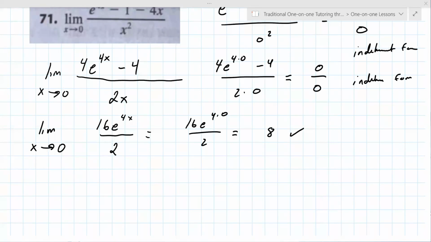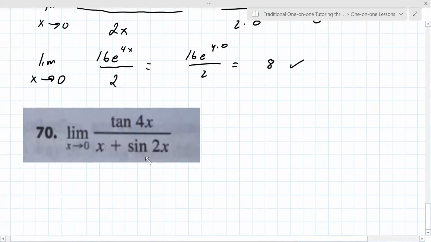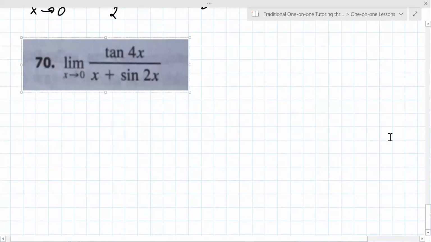All right. So I like 70 here. So you always try 0. And this is where you've got to know your unit circle. Tangent of 0 over 0 plus sine 0.